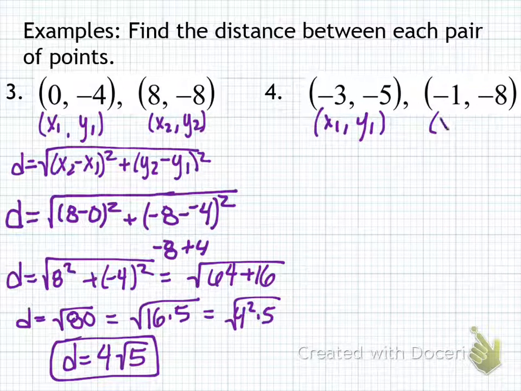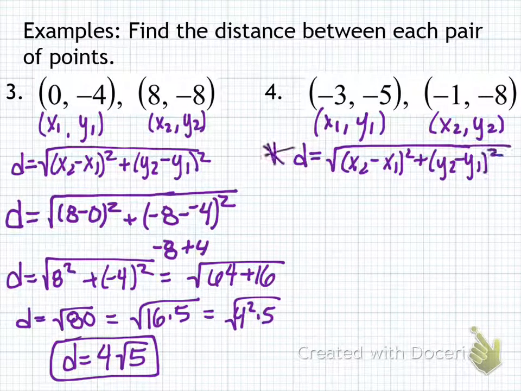This is x1, y1, x2, y2. The distance formula. Again, this is super important to label and to write the formula. I know it seems repetitive, but this almost guarantees that you're going to get the problem correct, right?